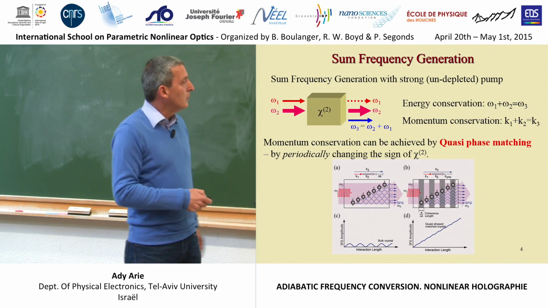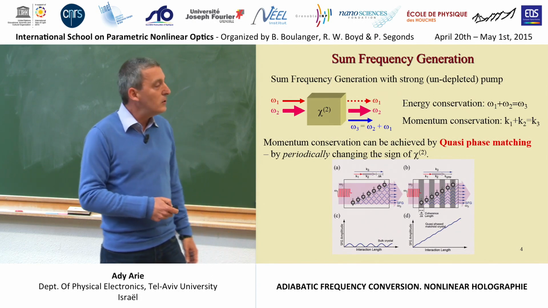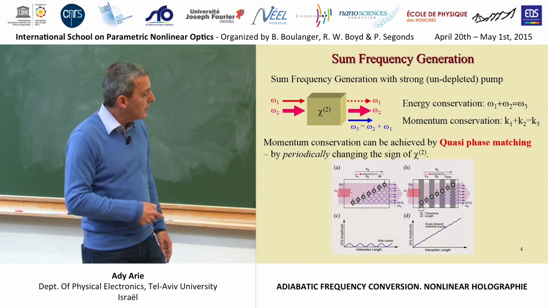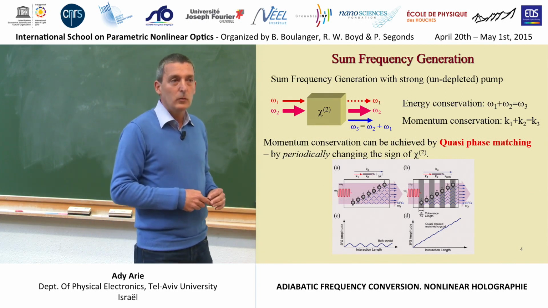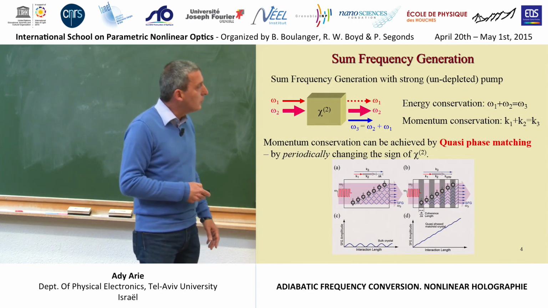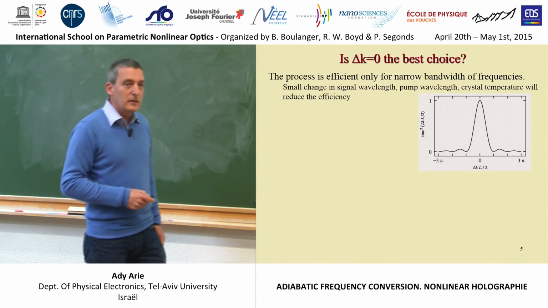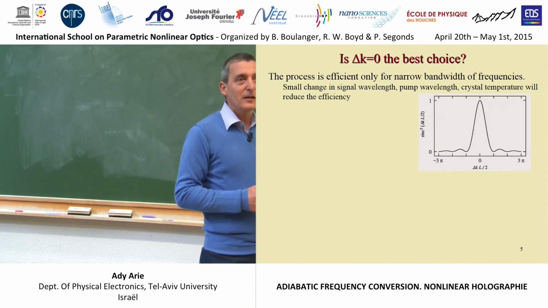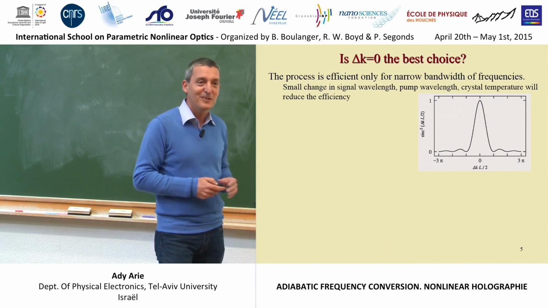So you already heard also how to solve this problem. We can do quasi-phase matching, for example. We can do modulation of the nonlinear coefficient exactly at this period. And then once we do it, we get constructive buildup of the generated wave. So by now, you should be familiar with this concept. And now I can ask, is this the best option that we can get? Is delta k equals 0, perfect phase matching, really the perfect case?